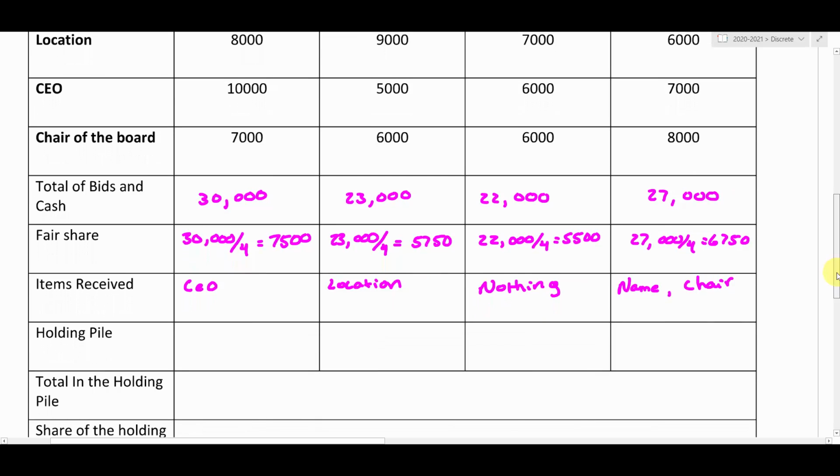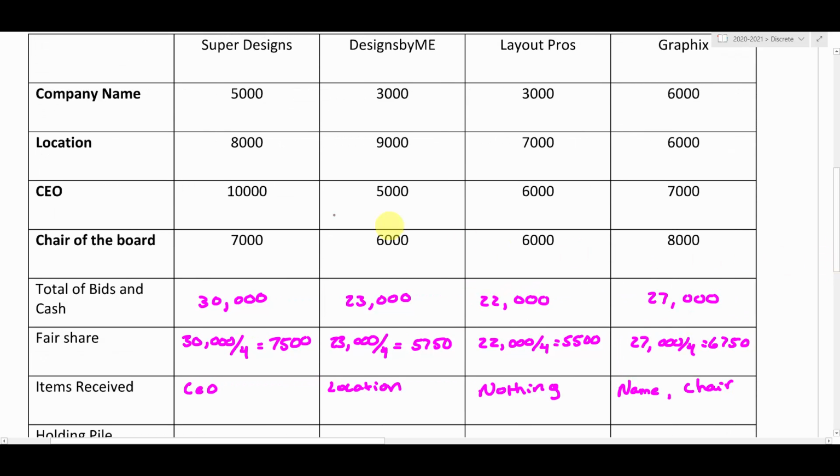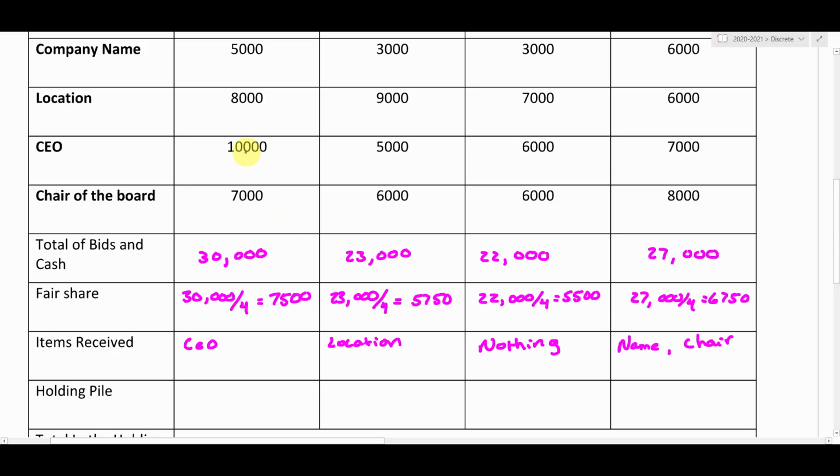All right, so now what we're going to do is we're going to go through and figure out the holding pile. All right, so the holding pile gets created by the differences in the values of the items received and the fair share. So, for example, the CEO, according to Super Designs, was worth $10,000, which is more than the fair share that they are supposed to receive. So the difference, 10,000 and 7,500, the difference between those two is 2,500. So they are going to pay 2,500 into the holding pile.